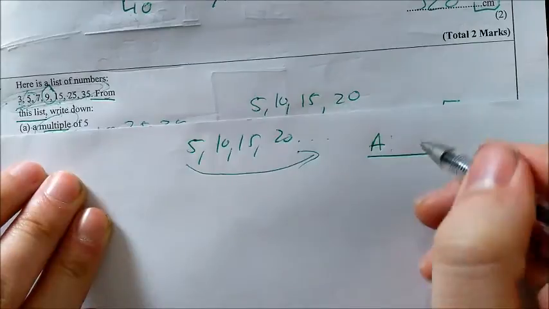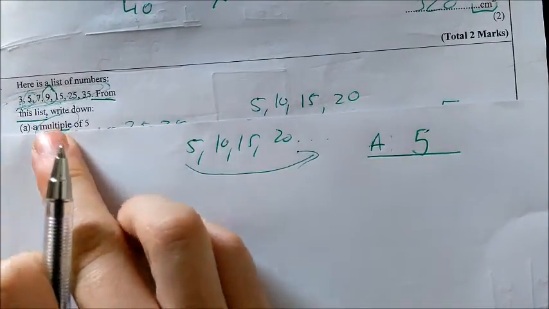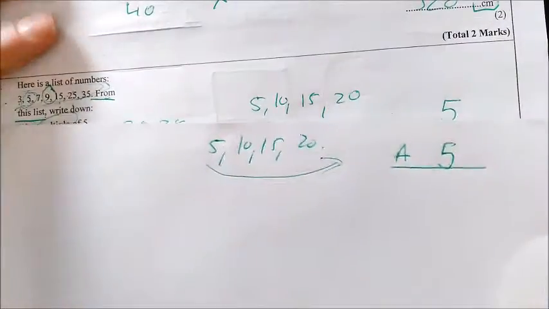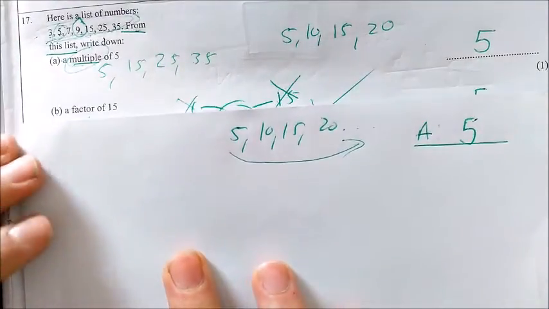So I know 5's in the 5 times tables. If you're uncertain about factors and multiples, in this case, in fact, you could just put 5 because it is a factor and a multiple at the same time. But you could also put 15, 25 or 35.